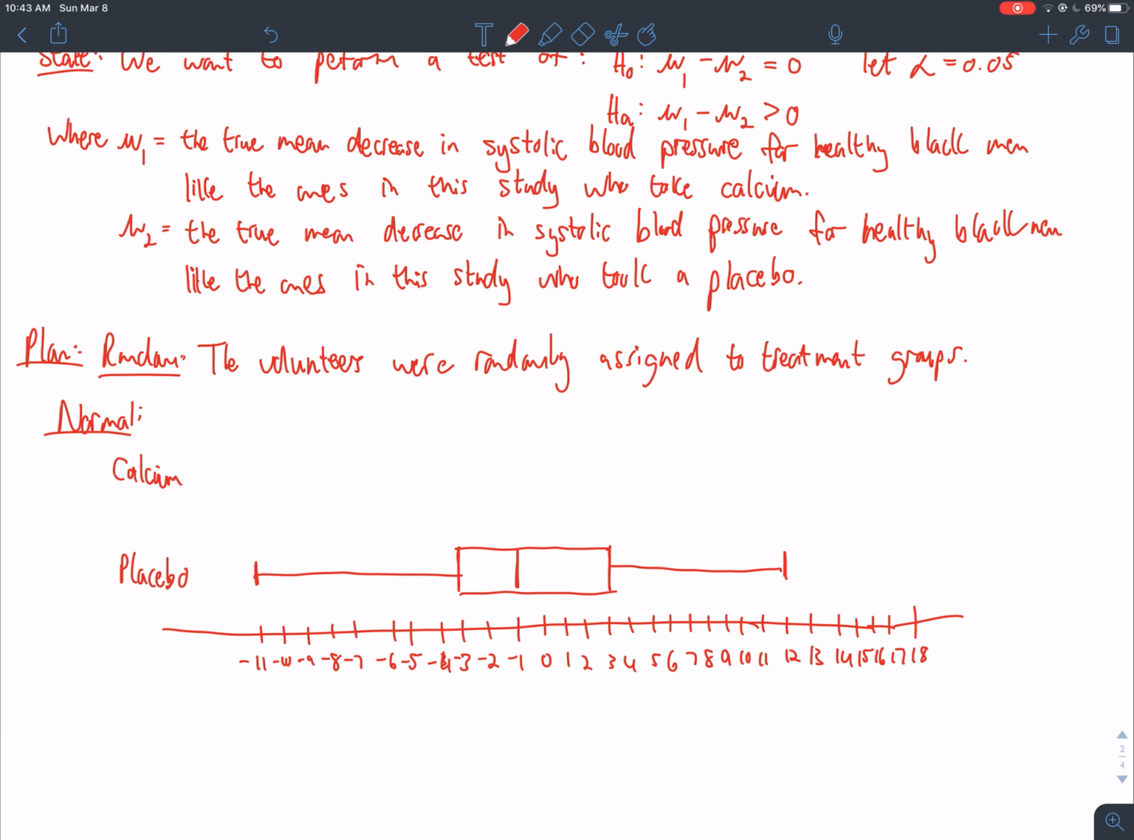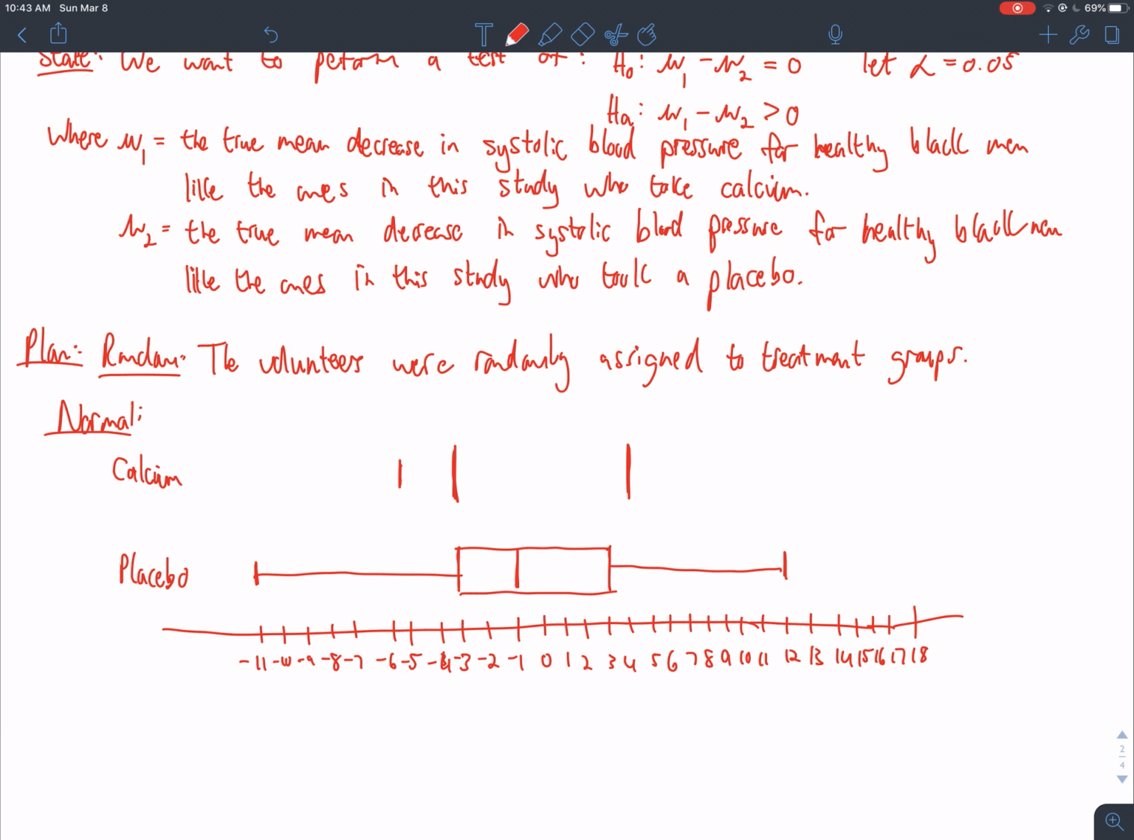And then you do calcium. For calcium, the minimum looked like it was -5. And the Q1 was the same at -3. Interesting. And then the median was 4.